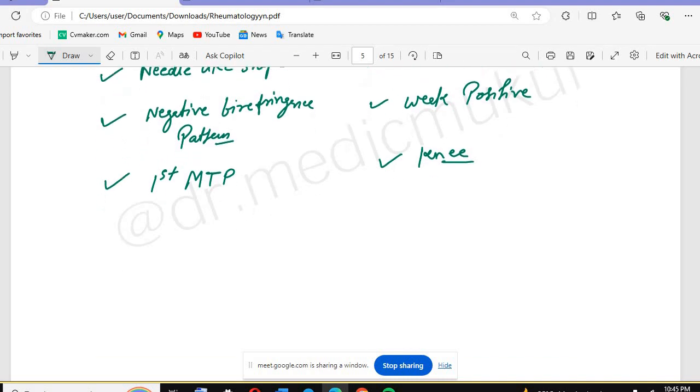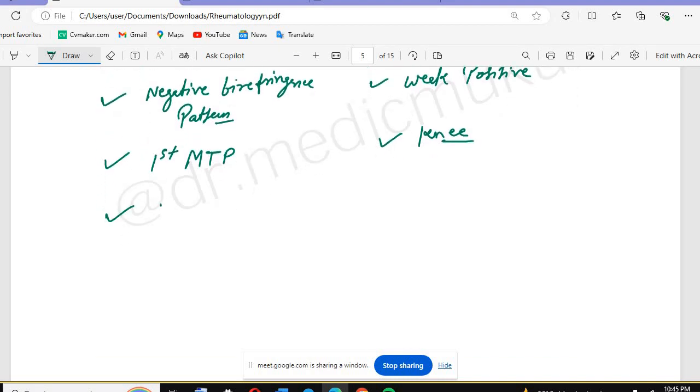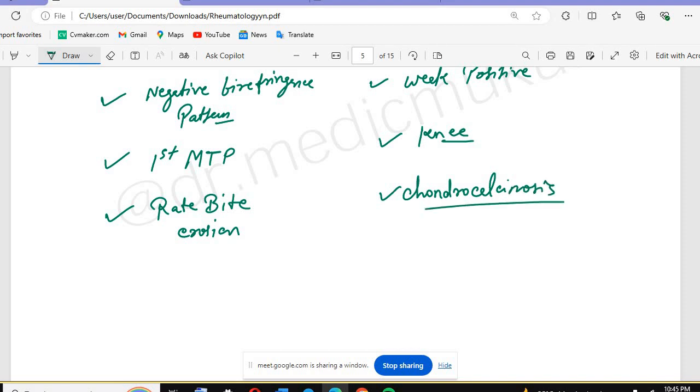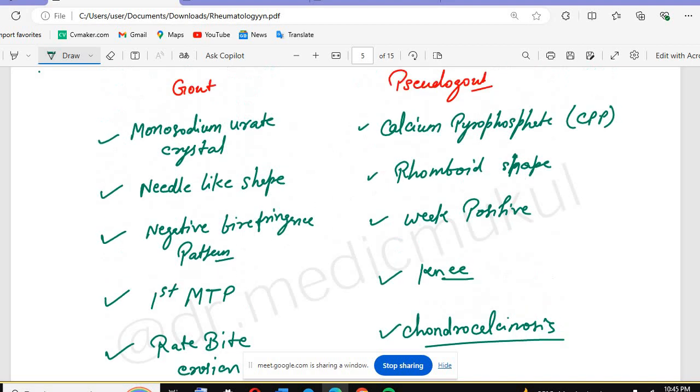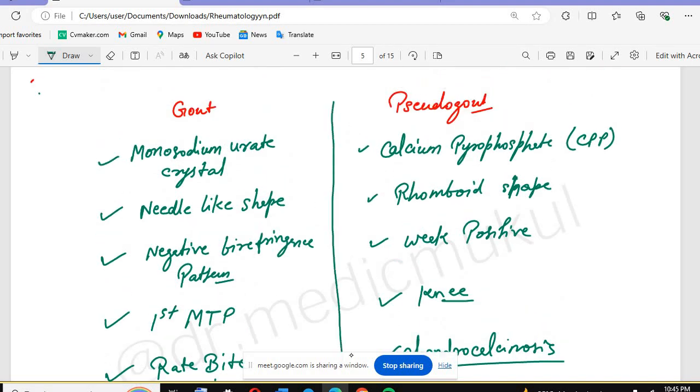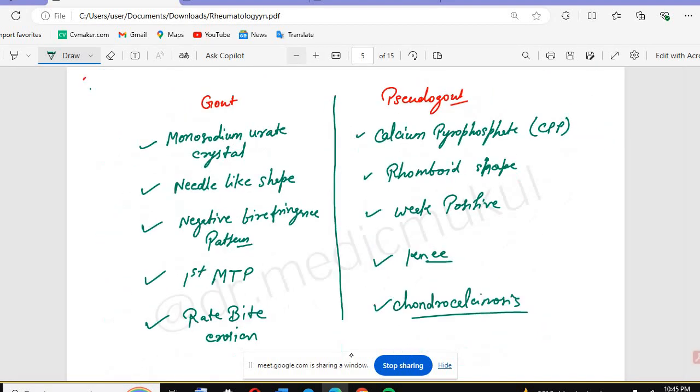On X-ray, what will you see? You will see rat bite erosion in gout. And in pseudogout you will see chondrocalcinosis, meaning the cartilage becomes calcified. Is this clear? This is what you have to remember.